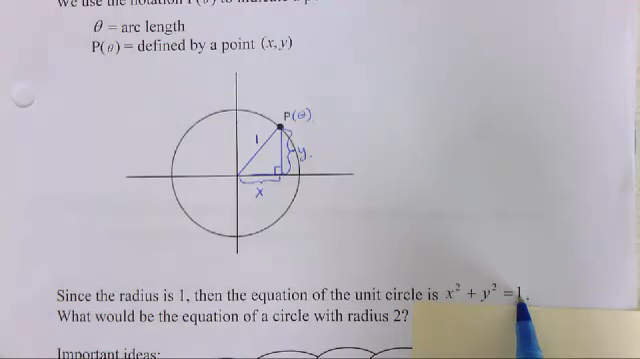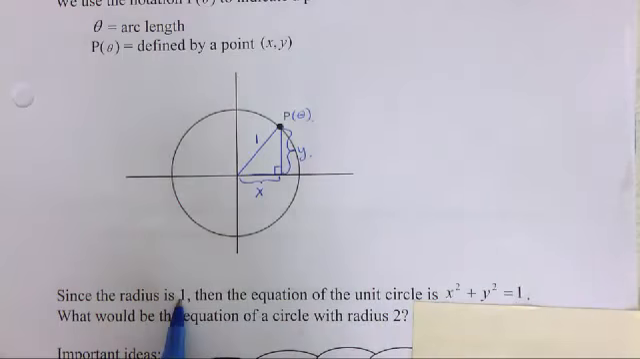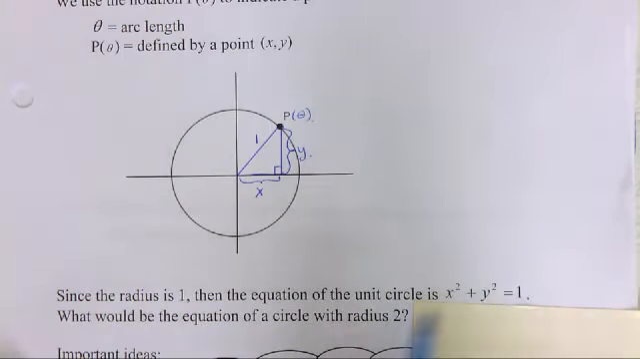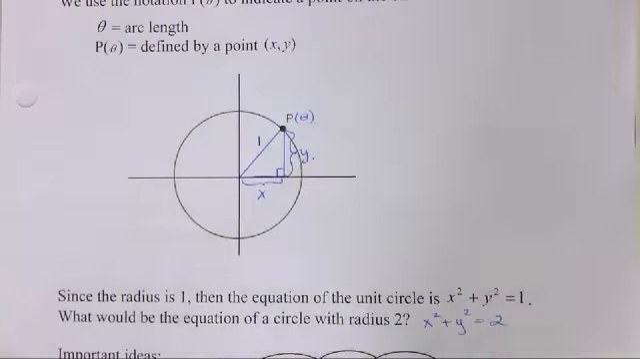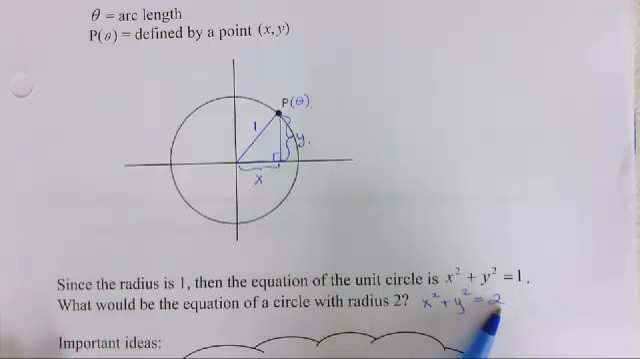Now, what would your wild guess be if the circle had a radius of 2? Any ideas? Okay, I'll give you 1 second to decide. Well, okay. All right, so the 1 correlates to that 1 here. So where would that 2 go? Ta-da! Right there. So this would be the equation for a circle with the radius of 2.